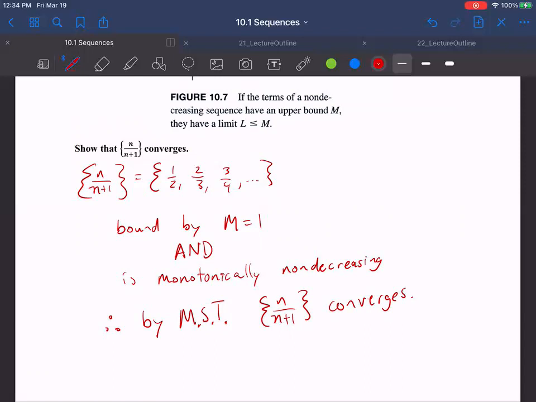And I think that is it for 10.1. So go ahead and stop.